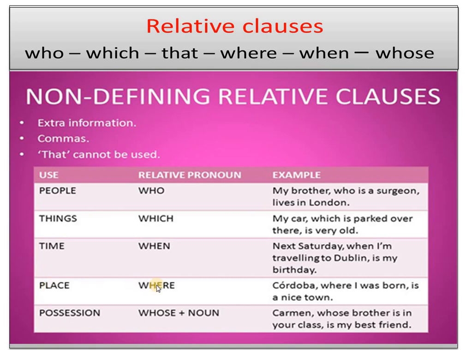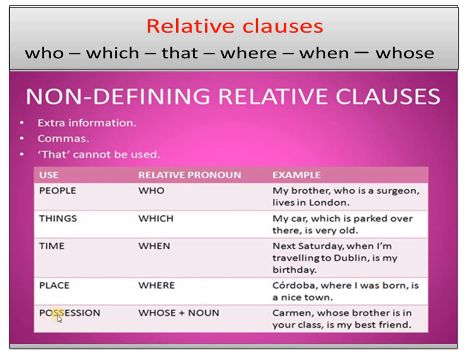For the place, we use the same word, where. Cordoba, where I was born, is a nice town. There is a comma before where I was born. This is for the place, we use where.